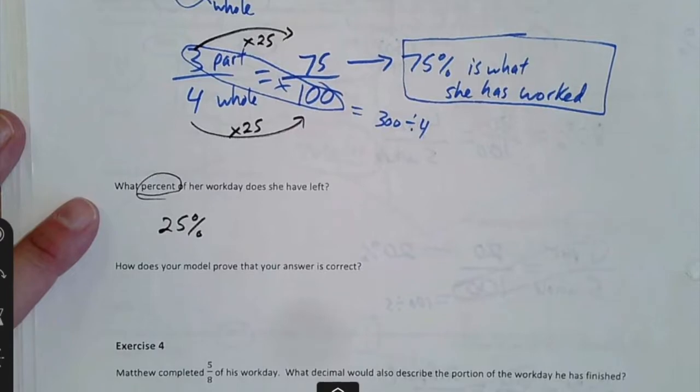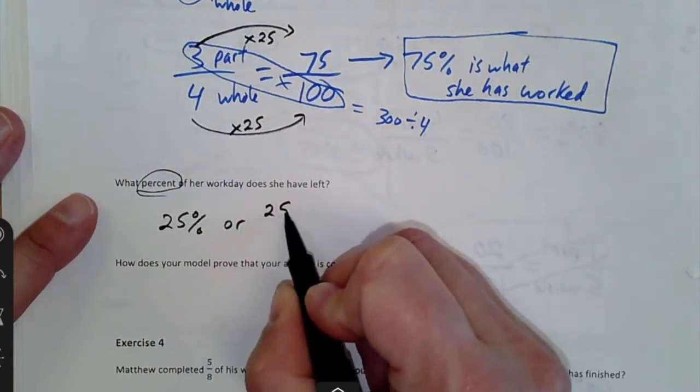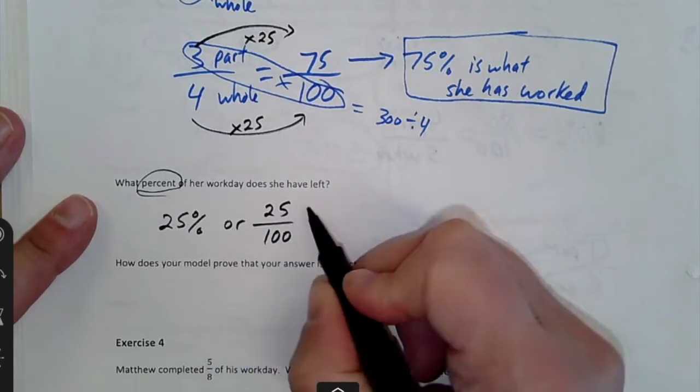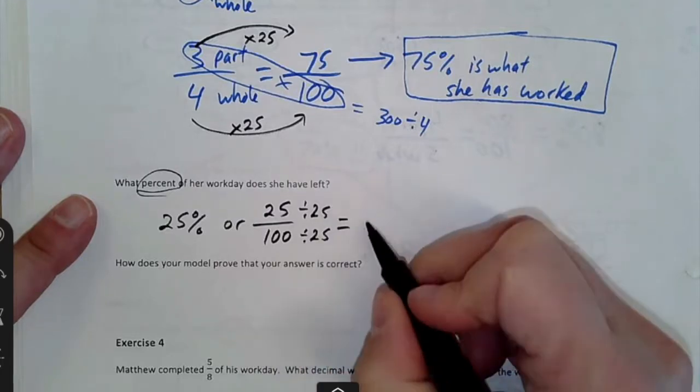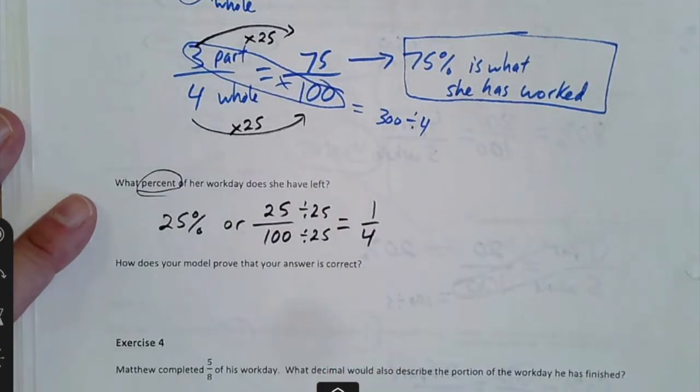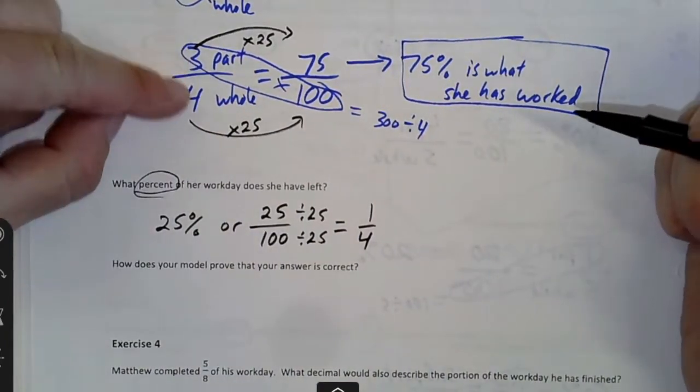How do I know 25% is left? That would leave us 25 out of 100. And if I divide both of those down and simplify this ratio, that's the same thing as saying 1/4 is what she has left, because 3/4 is what she already worked.